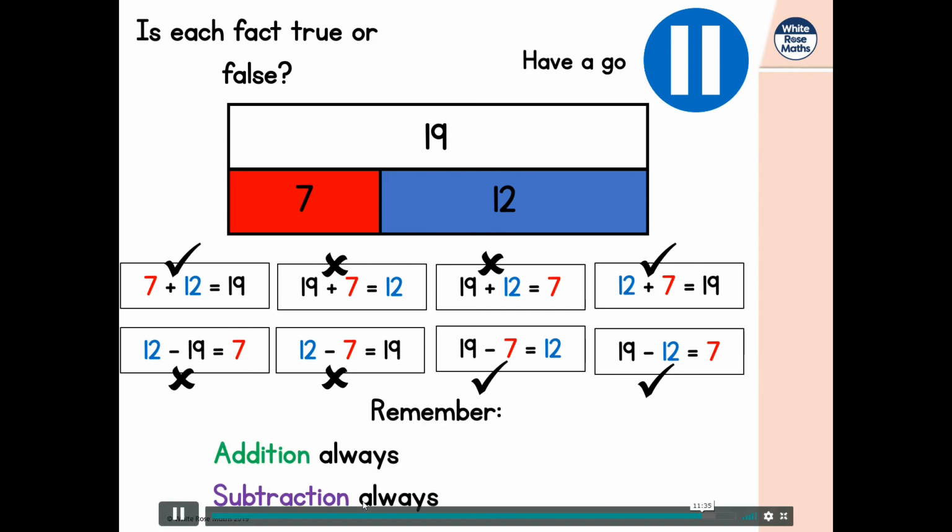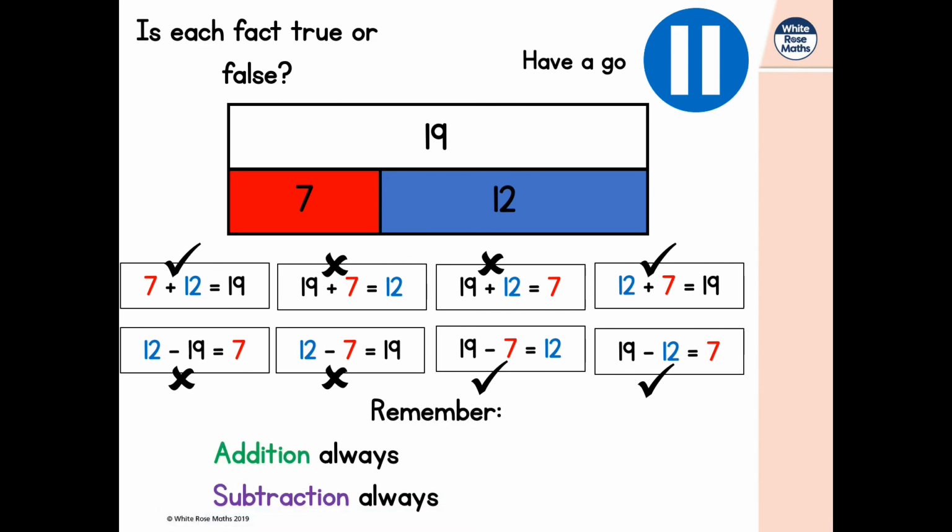And I hope while you were doing these questions that you remembered. Addition always adds both parts. And in this question, the two parts were 7 and 12. And you also need to remember that subtraction always begins with the whole. And for this one, the whole is 19. Well done.